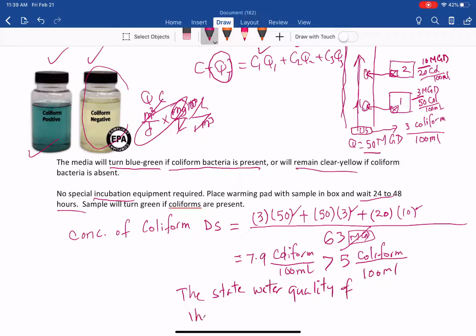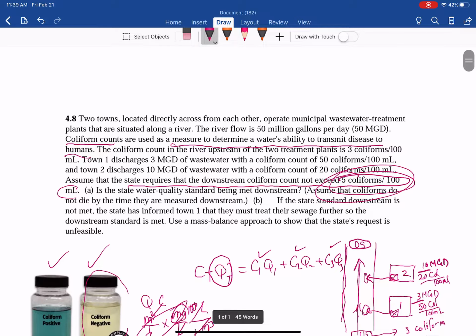water quality of the river is not met because there is a violation. The concentration of coliform after the mixing is higher than the state regulation for coliform count per 100 ml samples. Okay, let's look at question number B.